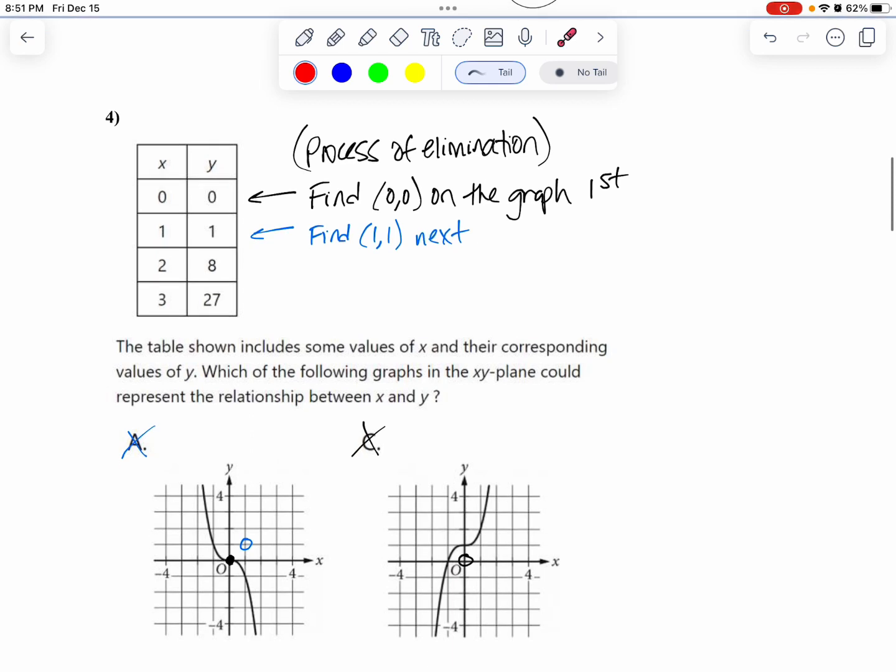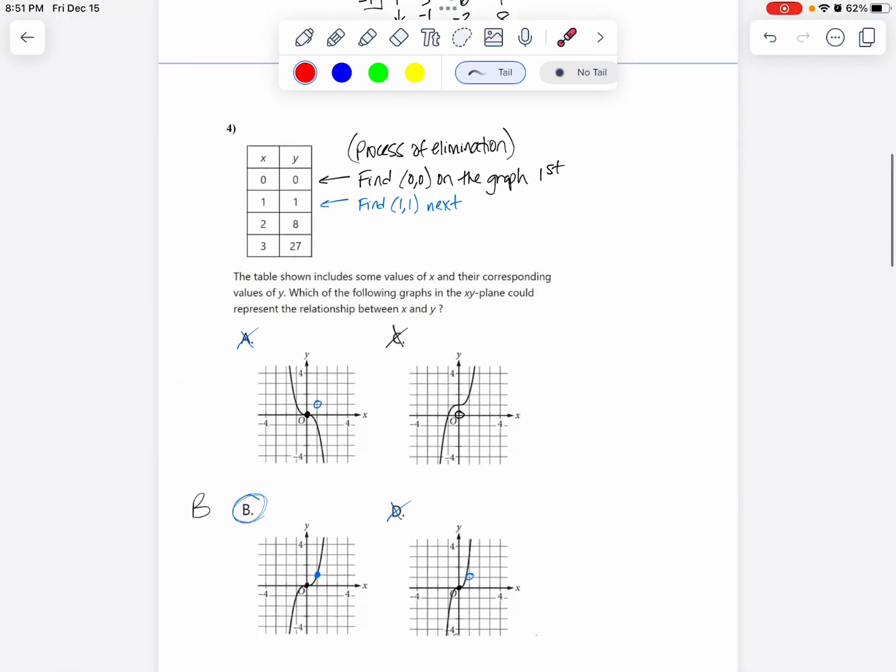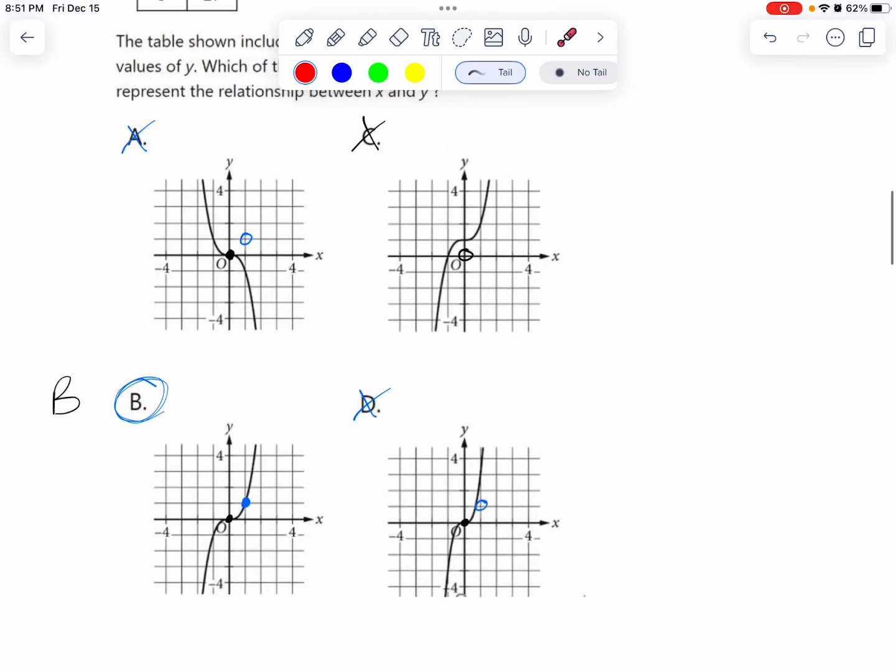All right, number 4, we're given a t-chart. You know what a t-chart is. It's a combination of ordered pairs. And I like process of elimination for this problem. So the very first ordered pair on this t-chart is 0, 0. So let's look at our graphs here.